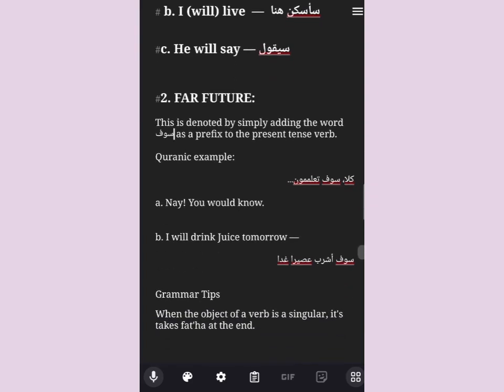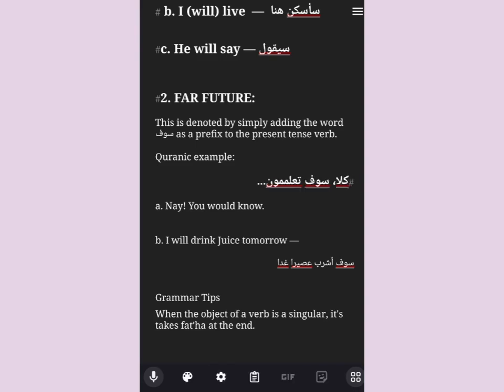Another example that we could think of is سوف: كلا سوف تعلم. And obviously we have سوف أشرب عصيرا غدا. I'll drink a juice tomorrow. Okay, so سوف. Now let's look at the grammar tip here.